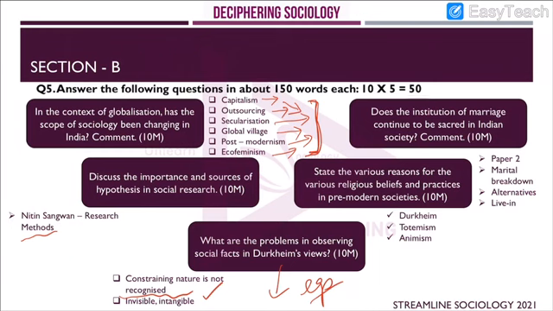Now, does the institution of marriage continue to be sacred in Indian society? Here we will talk about marital breakdowns, alternatives to marriage, separation, empty shell marriage, live-in relationships, then various religious beliefs and practices. Here we will remember that Durkheim spoke of totemism. Then there were other types of practices like animism.